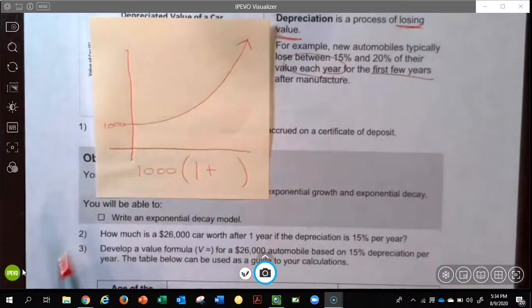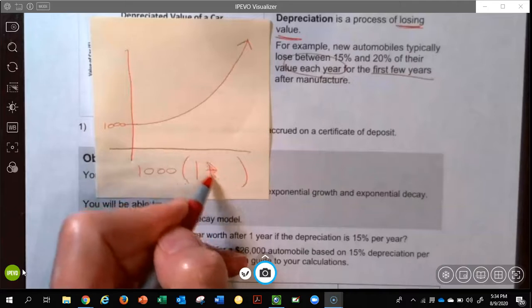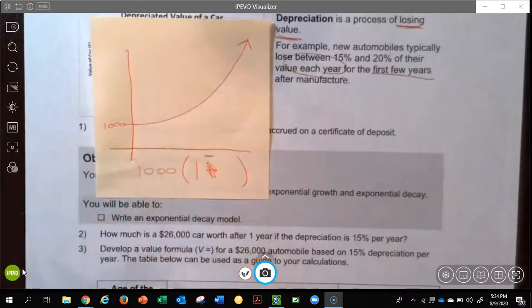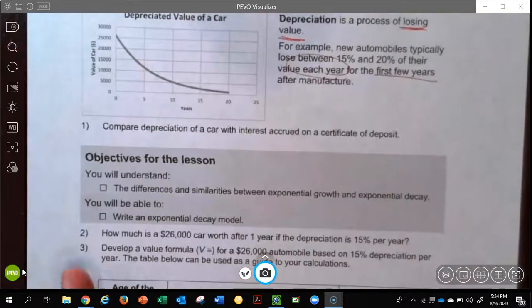But this says when you're depreciating, you are not going to be adding, you are going to be subtracting. So you'll end up subtracting that amount from the principal to get the depreciated value, but yet when we were accruing our interest on our CD, we multiplied it by the interest rate and we added that amount.